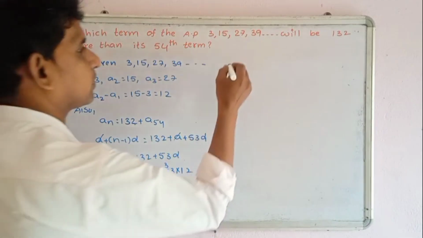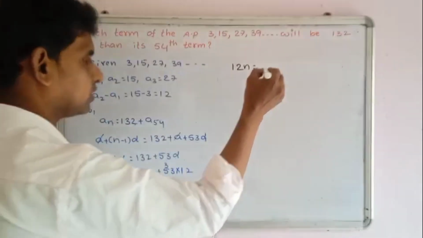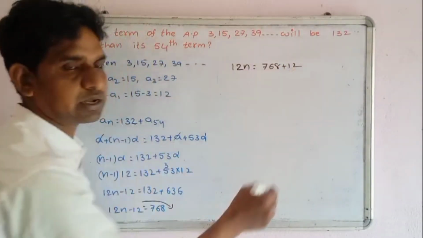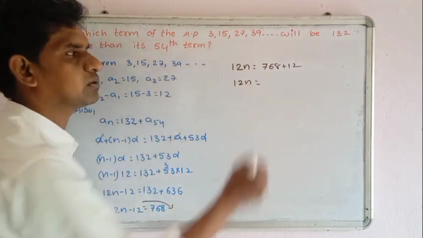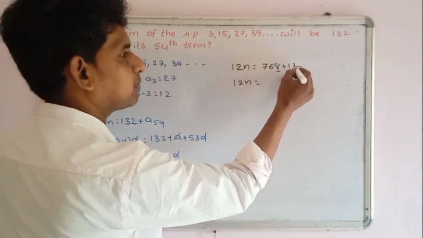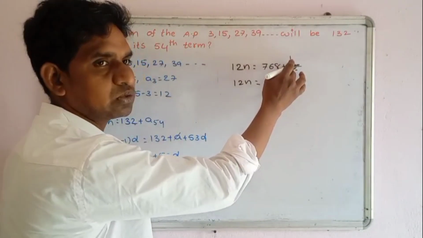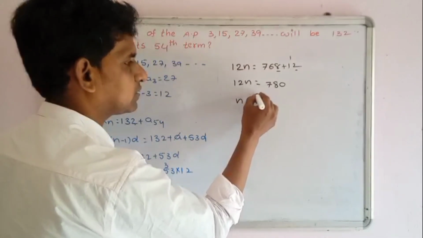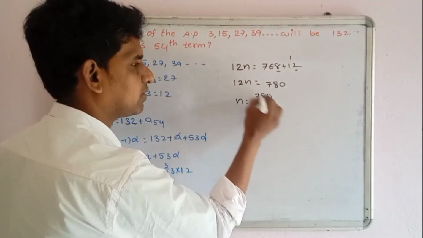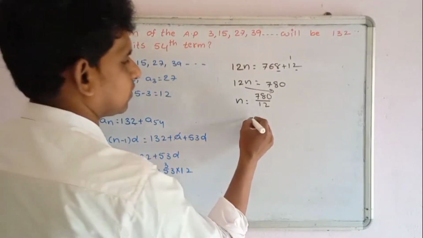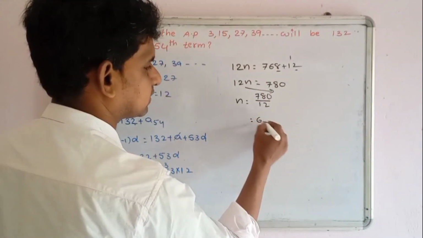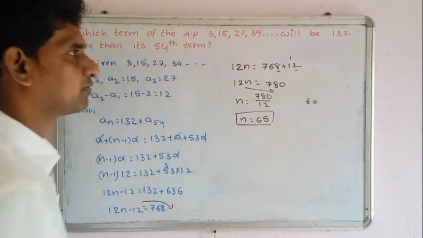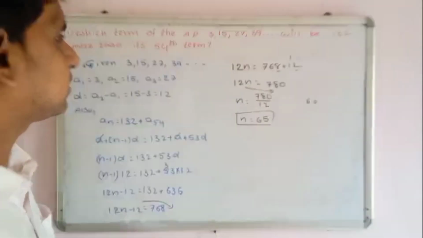So 12n equals 768 minus 12, transposed to the right side, plus 12. Okay, so 12n equals 768 plus 12, which is 780. n equals 780, 12 transposed to the right side, divided by 12. So 12 times 5 is 60, 12 times 6 is 72, 6 balance, 60. Therefore, the 65th term will be 132 more than its 54th term.